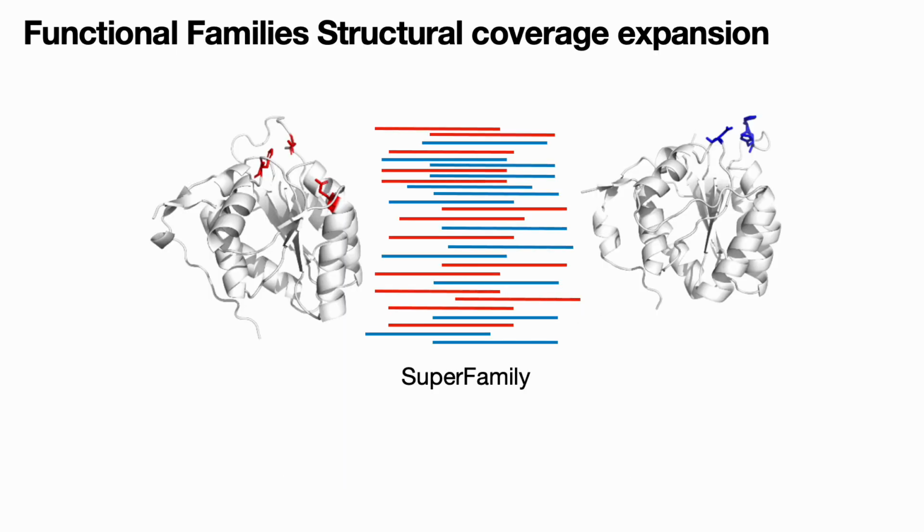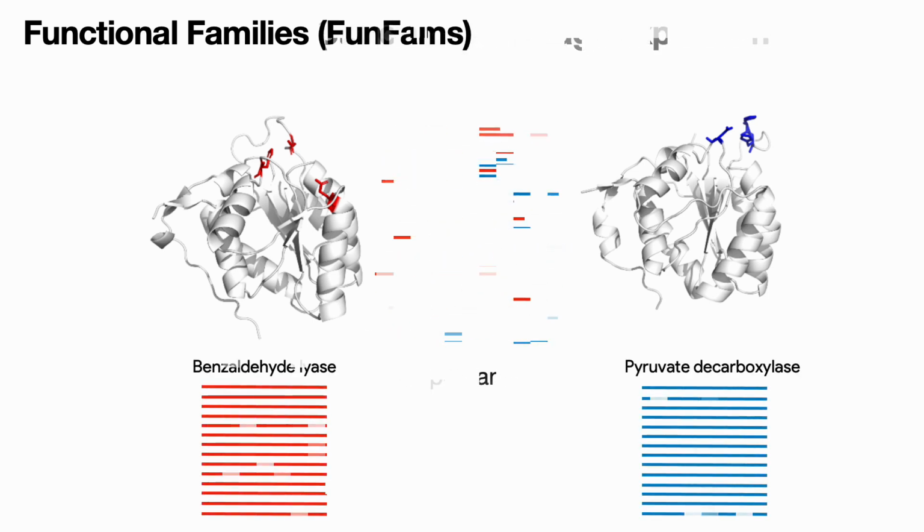So functional families are, although the structure is conserved, there is enough sequence divergence in CATH superfamilies that we have different functions in these structural superfamilies, or as we call them, functional families within superfamilies. So FunFams are basically functionally coherent subsets of sequences within a superfamily that we extract and then characterize, and then we're able to segregate these different functions based on differently conserved residues in the alignment.